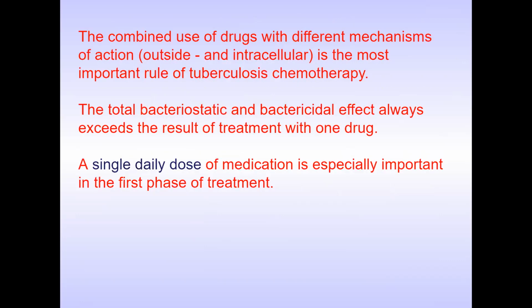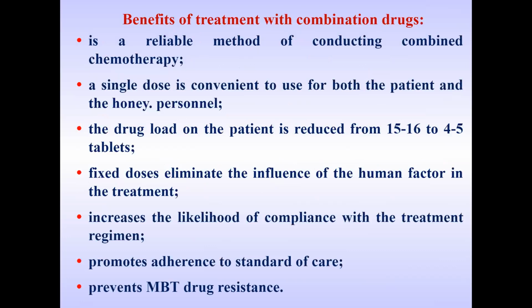The combined use of drugs with different mechanisms of action, outside and intracellular, is the most important rule of tuberculosis chemotherapy. The total bacteriostatic and bactericidal effect can never be expected from treatment with one drug. A single daily dose of medicine is especially important in the first phase of treatment.